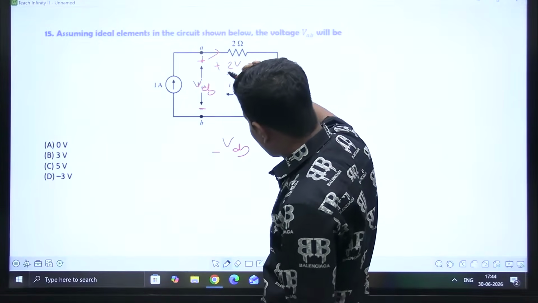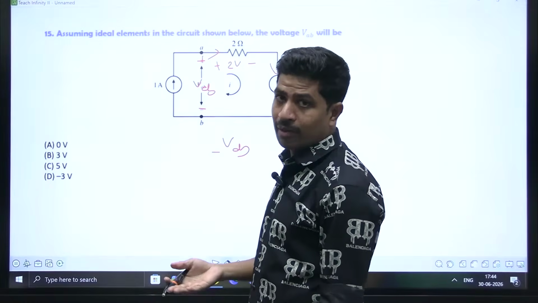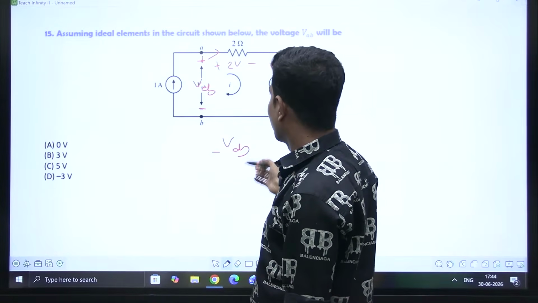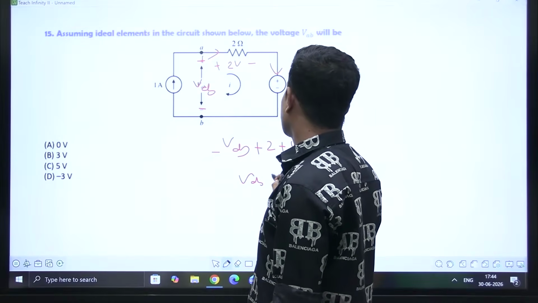Never you get confused, sir. That fellow told to move this way only. Who is he to tell us to move that way only? We can move in whatever direction we want, right? Minus VAB plus 2 plus 5 is equal to 0. So VAB is equal to 7 volts.